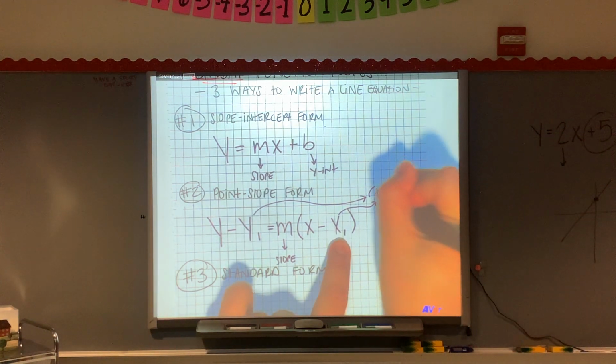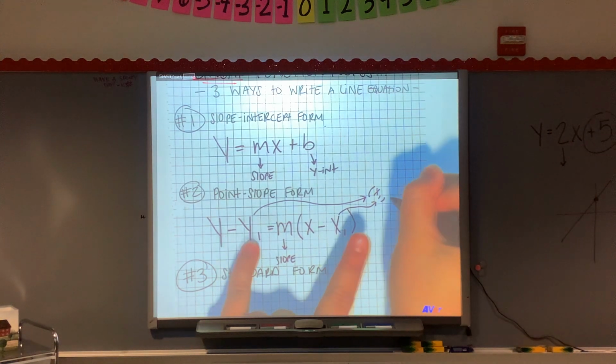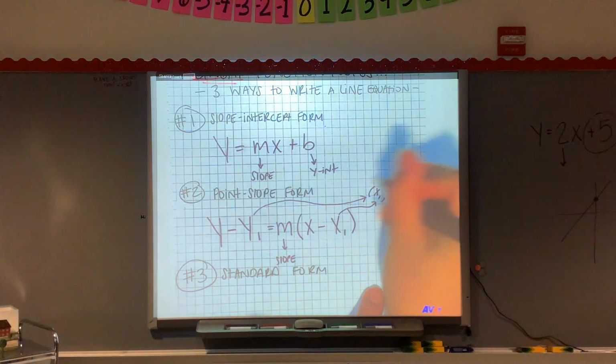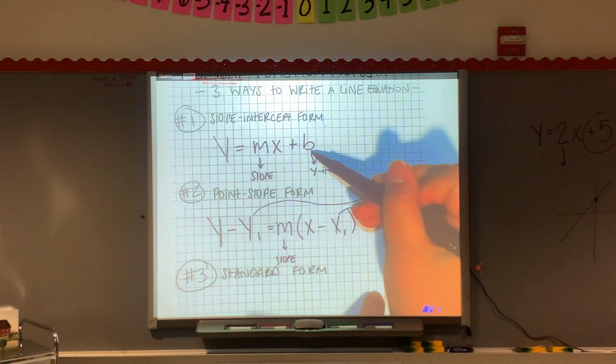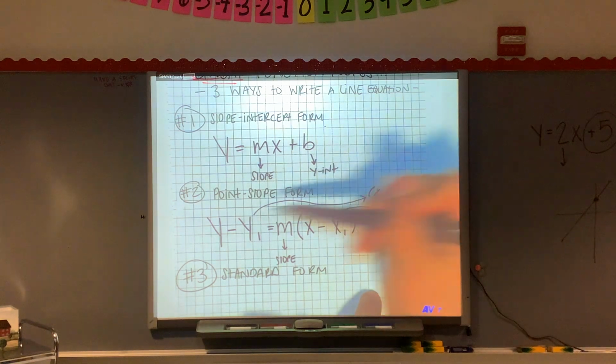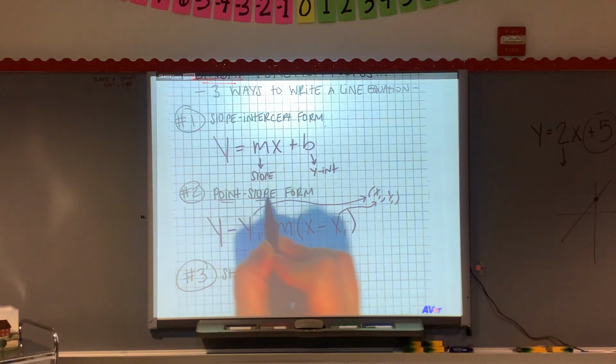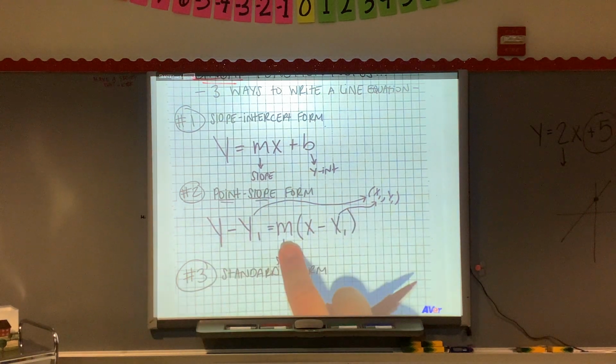The x1 is the x value for the coordinate. The y1 is the y value for the coordinate. Remember, this creates a coordinate, a place that I can graph on my graph. So it doesn't give you the y-intercept anymore specifically, it just gives you a random coordinate. That is why it's called point slope form, because it literally has a point and the slope.